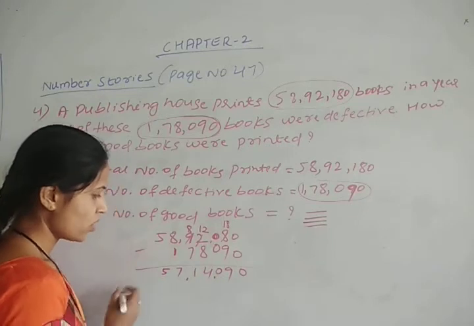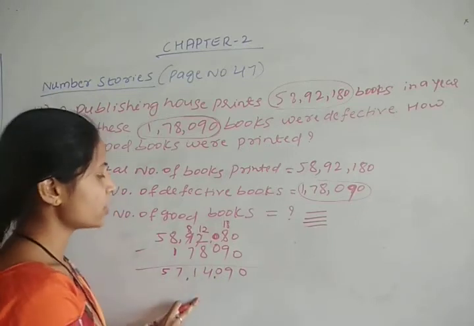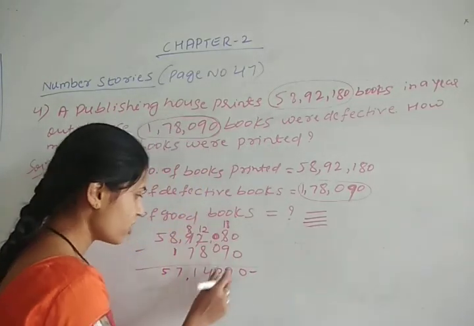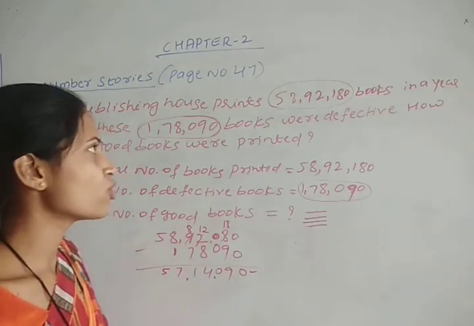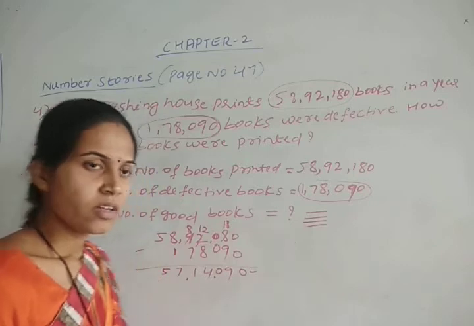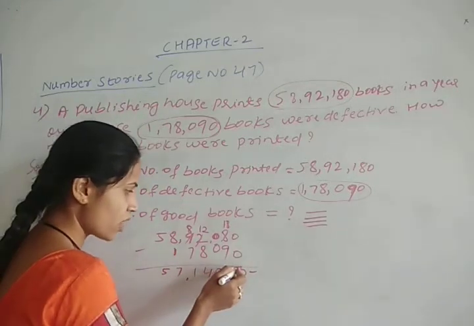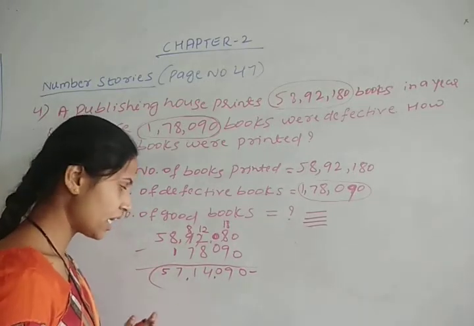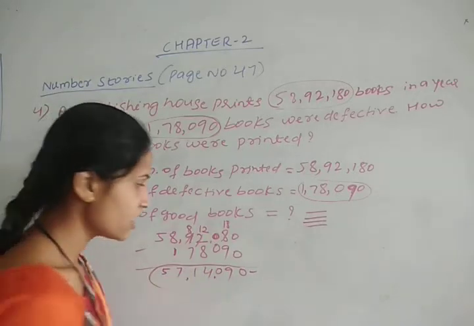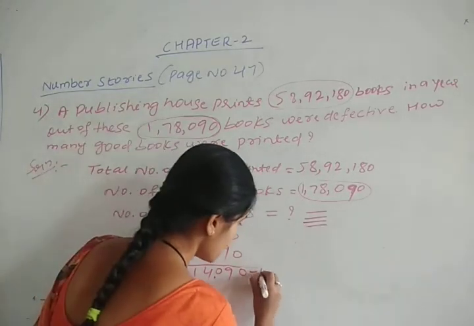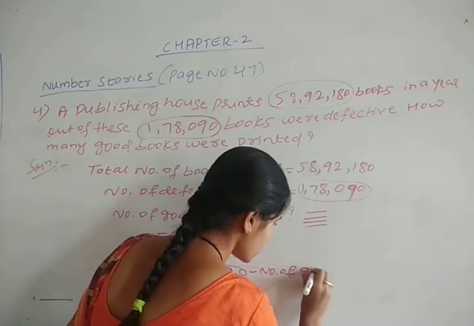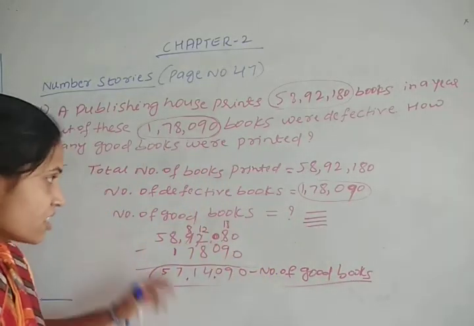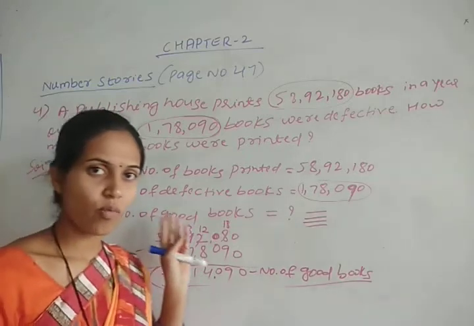Now 57 lakh 14,090. What is this? This is the number of good books. After removing the number of defective books from the total number of books, we got the total number of good books, and they are 57 lakh 14,090 in number. So this is the number of good books. So like this you can solve this type of problems.